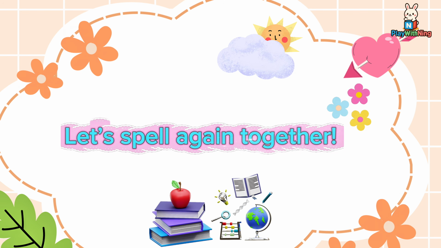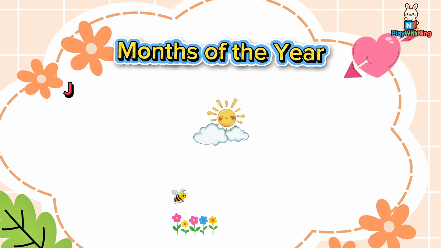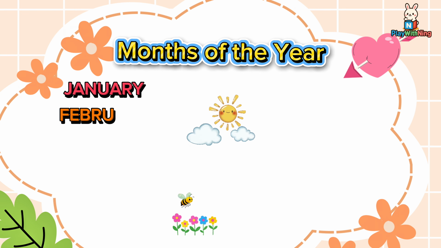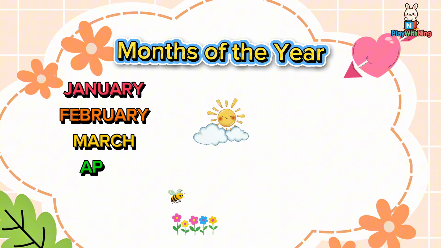Let's spell again together. J A N U A R Y, January. F E B R U A R Y, February. M A R C H, March. A P R I L, April.